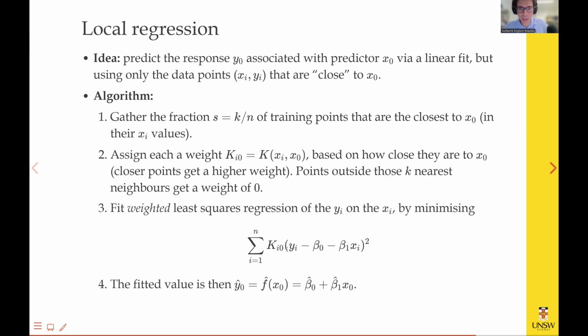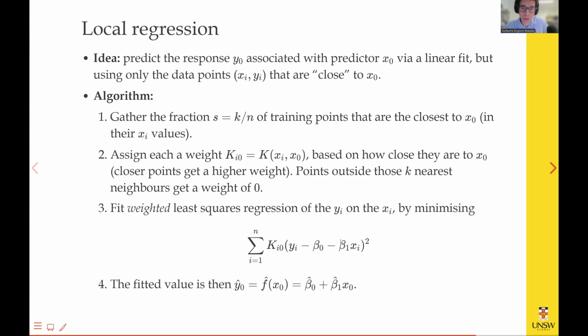What is this quantity? Imagine that there was no weight here. This would just be the line of best fit on the whole data set. But now we simply say, okay, we do a line of best fit, but observations that are very close to our x have a bigger weight in the fit. And remember, we're summing up to n, but the points that are not in the neighborhood get a weight of 0.